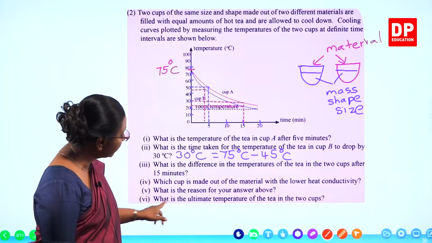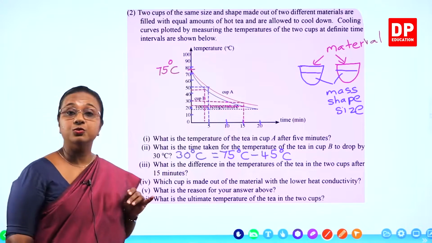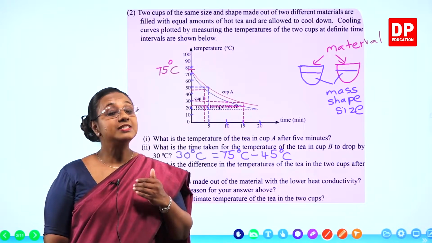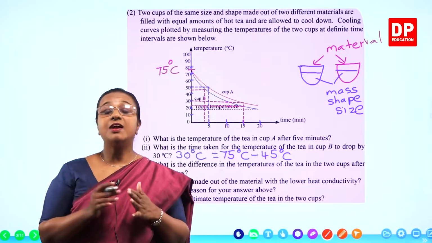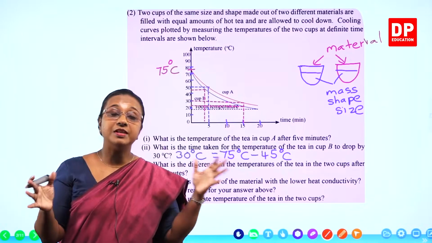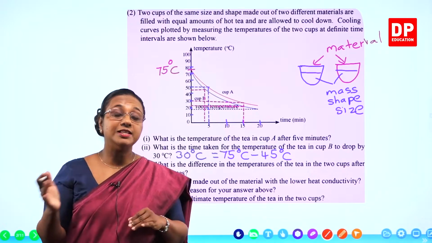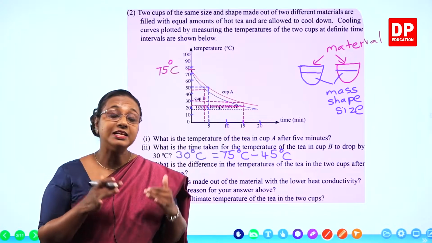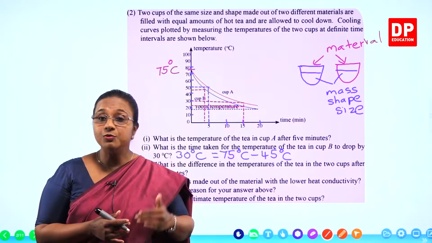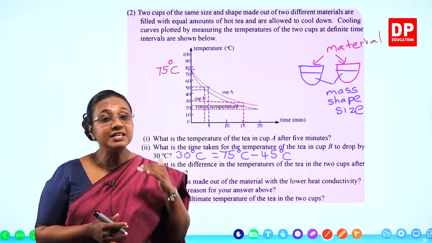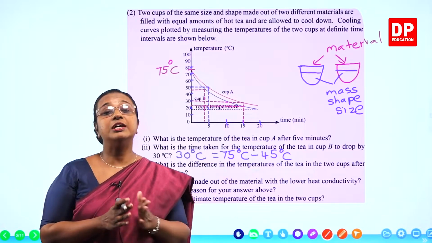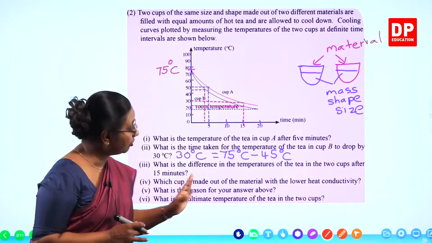Then the sixth one, what is the ultimate temperature of the tea in the 2 cups? When you say cooling, what happens there? You all can remember we discussed thermal equilibrium. Always heat transfer takes place when there is a temperature difference. So until the temperature of the different substances become equal, there will be heat transfer. Until the tea is hot or has a temperature greater than room temperature, it will lose heat to the environment. And once it reaches the room temperature, thereafter there will be no heat loss to the environment. That is what you have to write there.